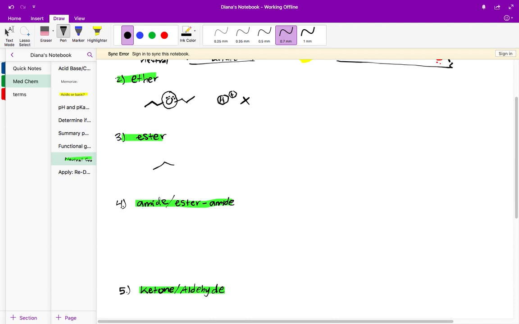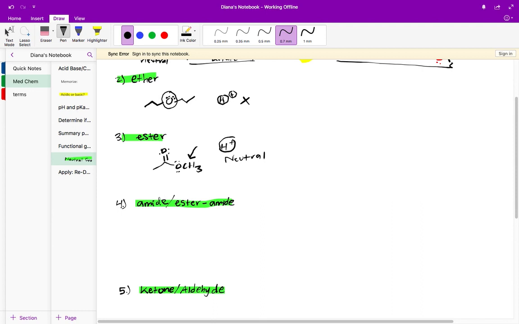An ester looks really similar to a carboxylic acid, but instead of having a proton hanging out next to the oxygen, we actually have an alkyl group. And so this ester group right here is going to be neutral, just like everything else we've been discussing. And the reason it's neutral is, again, I don't see any proton donor here.